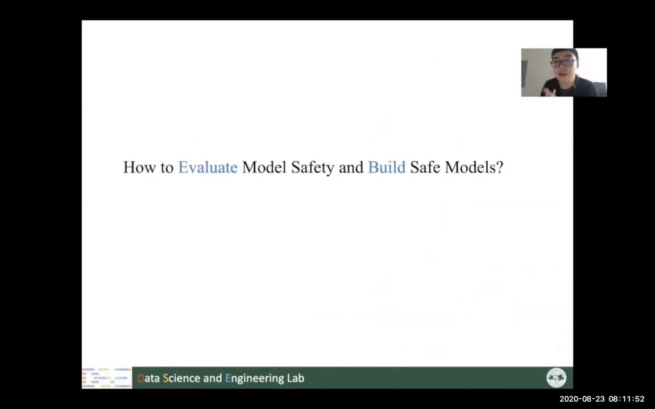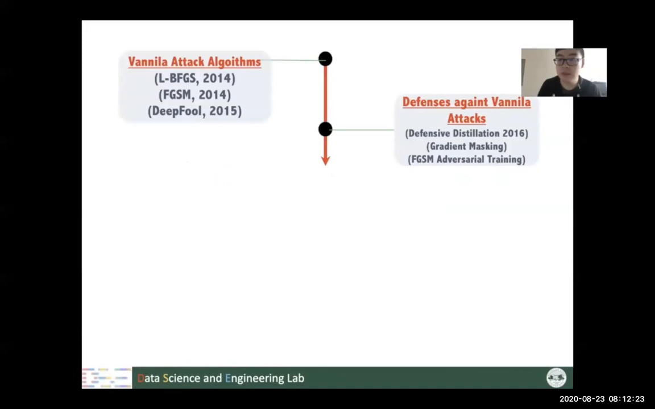So all these cases and examples show that we should put a lot of effort into studying the safety issues of machine learning models. But how can we carefully evaluate our model's safety, and how can we finally build safe models? We would like to say both these two questions cannot be easily answered. So this story can briefly help explain why I say solving the two problems is not always as easy as we thought.